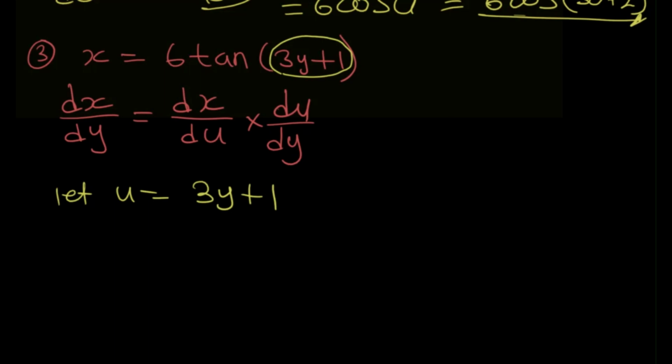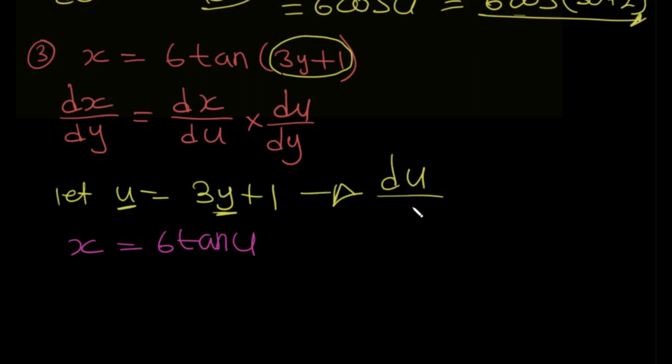Alright, and that equation now becomes 3x equals 6 tan u. Yes, u. Now let's differentiate that guy. Remember, we have u and we have y. So differentiate with respect to the variables present. Cool. So that becomes du over dy, which is equal to, power rule there, just 3. Done.